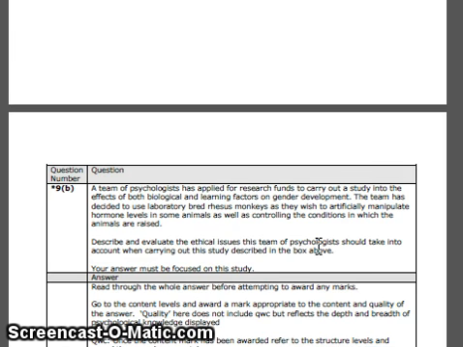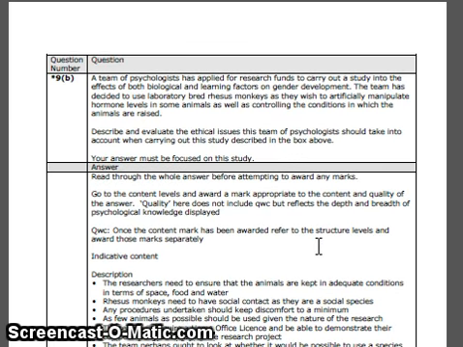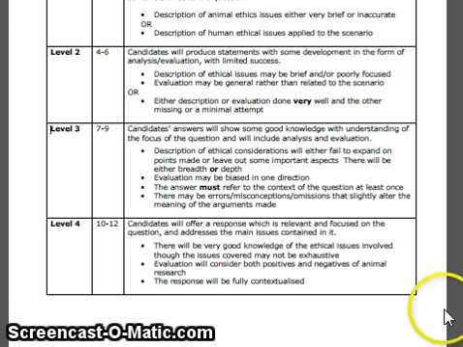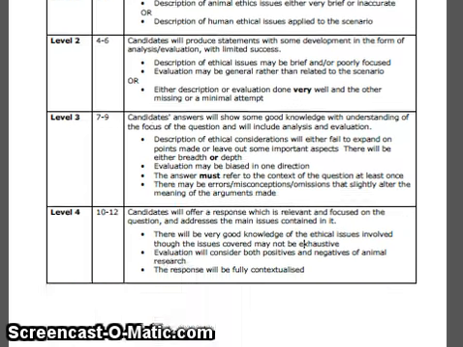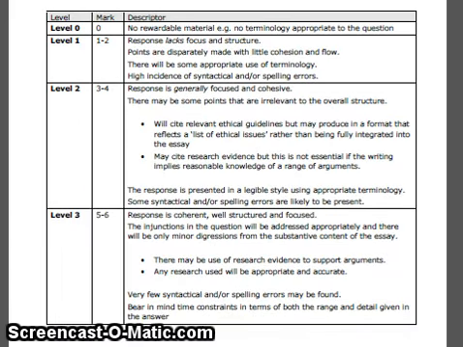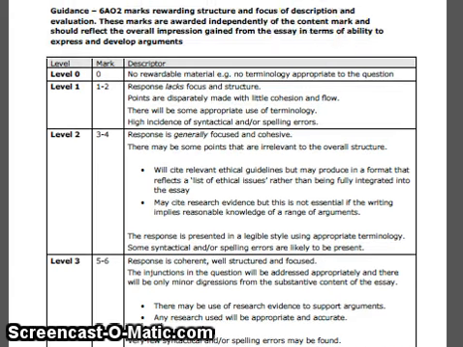So they talk about the ethical, animal ethics of this study, about giving gender replacement surgery to monkeys, basically. And as you can see, the first bit of it is based on 12 marks. Good knowledge, good balance, contextualized. Remember, context, point, explain, example, all the way through, all of the basic stuff is worth the 12 marks. The 6 marks are then just added in. I'll show you the guidance. 6 EO2 marks rewarding structure and focus on description and evaluation. These marks are rewarded independently of the context marks and should reflect the overall impressions gained from the essay in terms of ability to express and develop arguments.